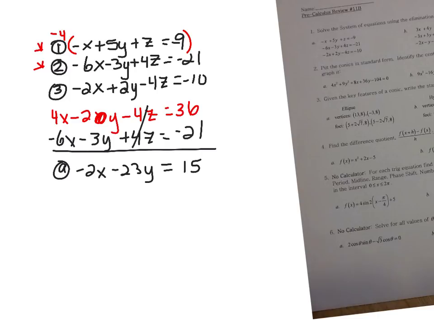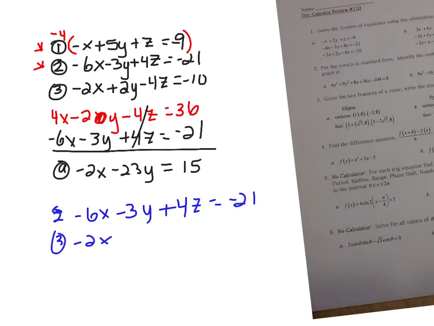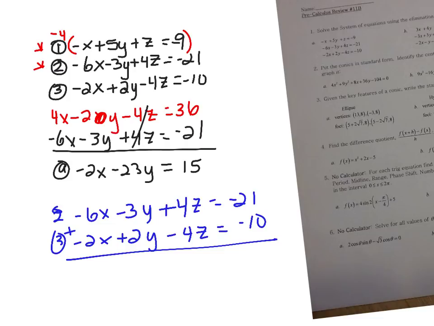So this is equation 2: negative 6x minus 3y plus 4z equals negative 21. And this is equation 3: negative 2x plus 2y minus 4z equals negative 10. So I don't need to do anything to the z, so I'm just going to add them together. So this is equation B: negative 8x, sorry, minus y equals negative 31 because the z's cancel.